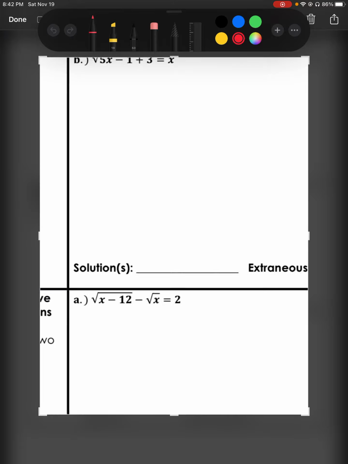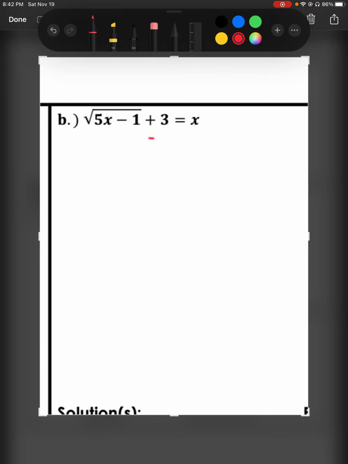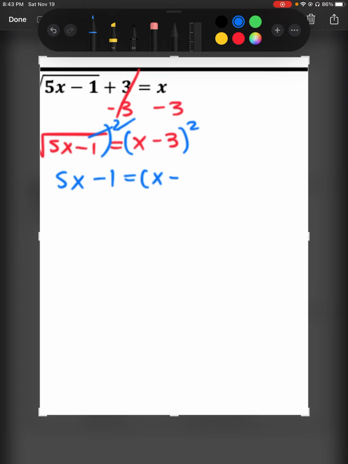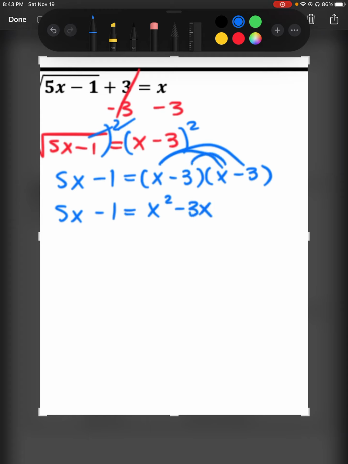So B is going to be the same idea. We're going to start by subtracting 3 on both sides. In order to get rid of a square root, you have to square both sides. In order to square a binomial, you have to write it twice and distribute each term out. That gives you x squared minus 3x minus 3x plus 9.